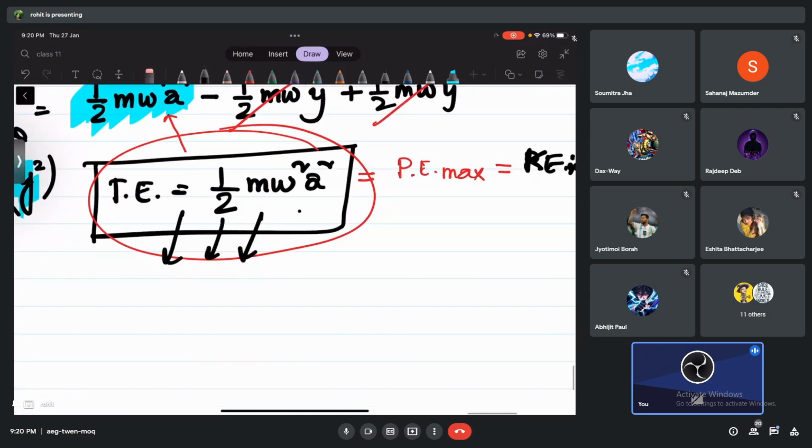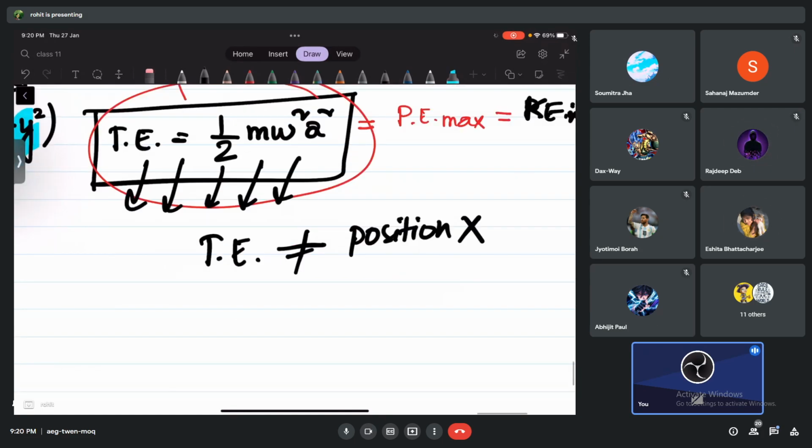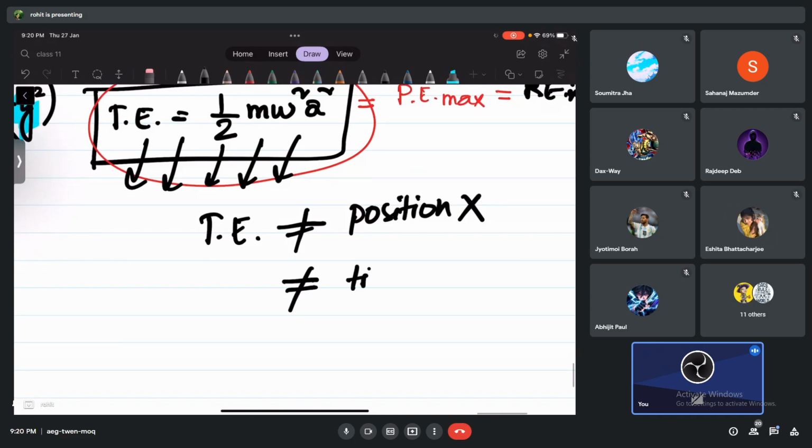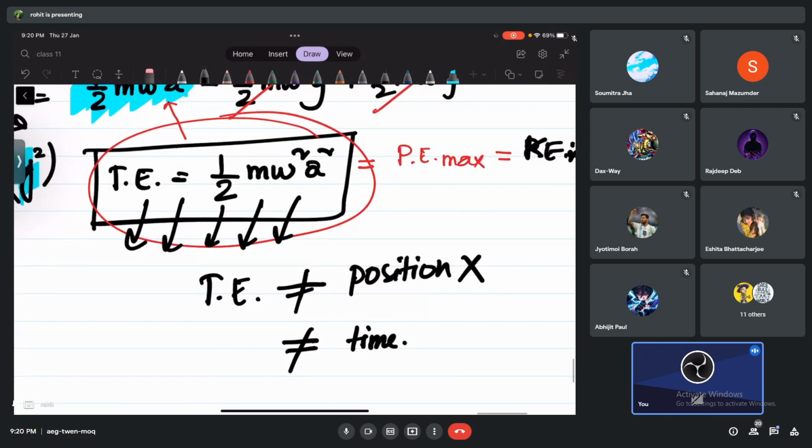Tell me. Total energy depends on position or does not depend on position? Does not depend. Total energy does not depend on position. It even does not depend on time. Please agree with me. Check. Does it depend on time? No, sir.